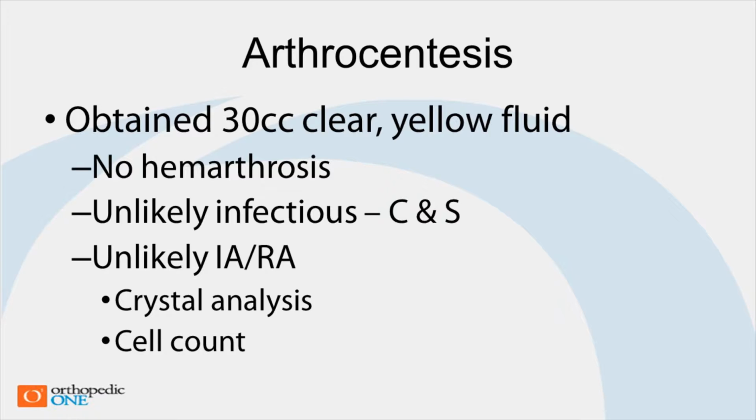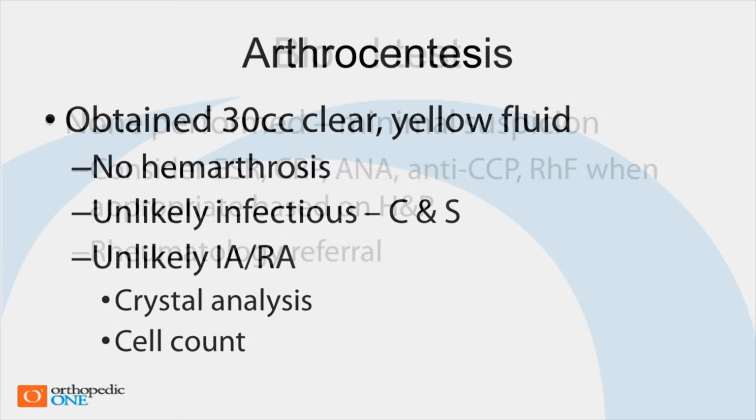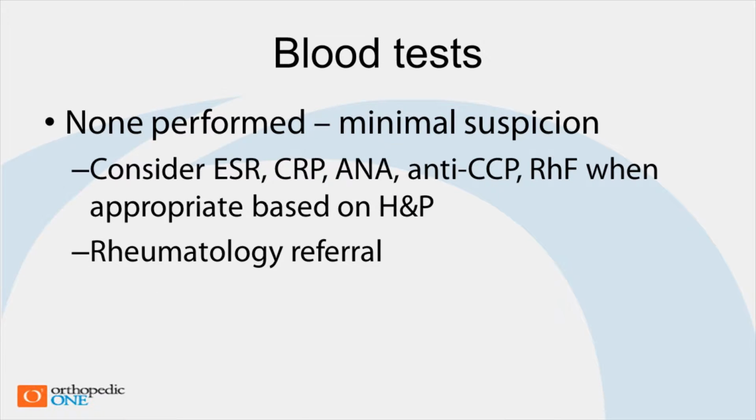And again, with highly inflammatory processes, that fluid would not be clear. But if we were wondering about the presence of rheumatoid arthritis or gout, we would send these for various tests, which I show up on the slide. Didn't perform any blood tests because we weren't suspicious of an inflammatory rheumatologic condition, but there are various tests that are done when appropriate, and I've listed those here.